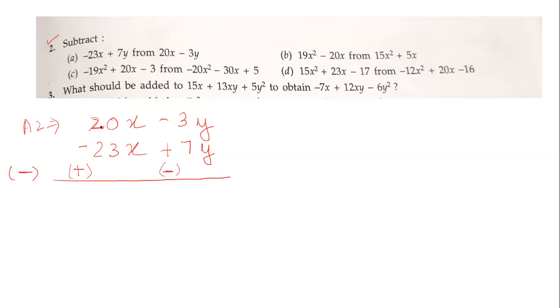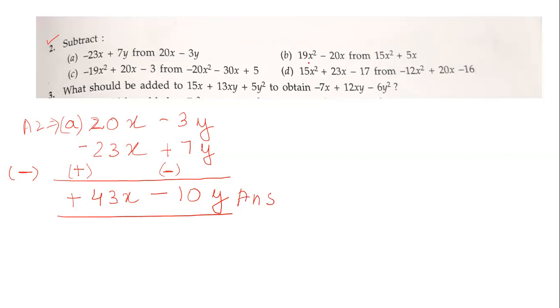So let us see what we will get. 20x, ये minus changes to plus, so plus 23x, it is equal to 43x. 20x plus 23x is 43x. ये plus में minus 3y और ये हो गया minus, तो minus 7y is equal to minus 10y. This is our answer for the first question. This is the answer for the first part. Question number 2, first part, we have this answer.